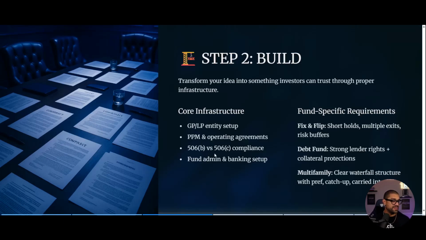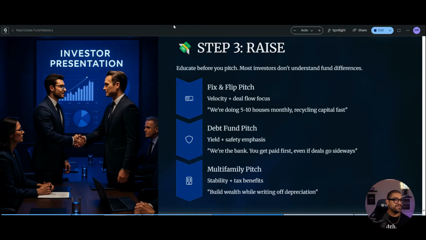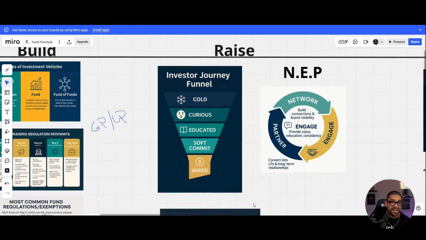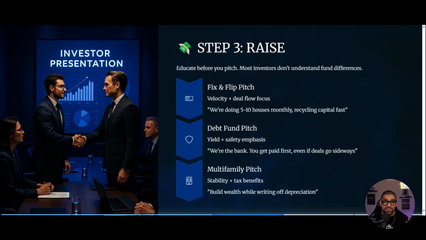Now, let's dive into the raise of everything. This is where most people either shine or flop. In fix and flips, what we're pitching here is we've got deal flow. We move fast. Your capital is working every month. We're selling velocity. Debt funds, you're pitching, we're the bank.